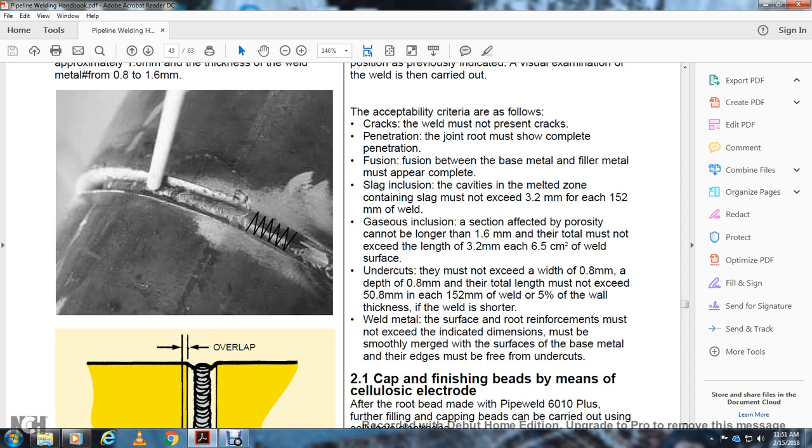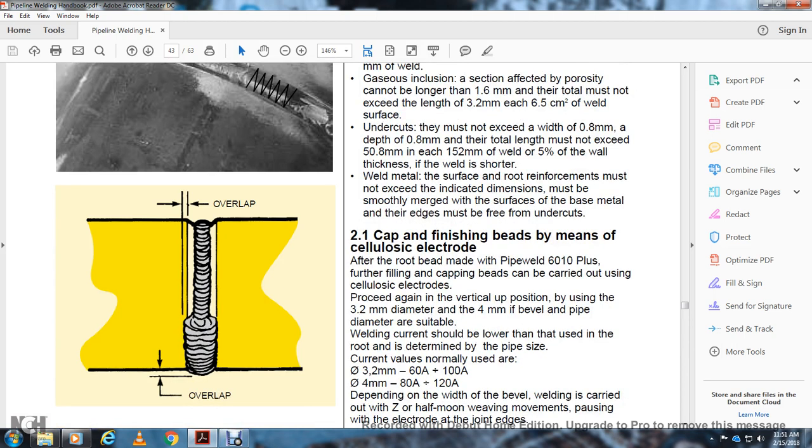5% of the wall thickness is welded short. Weld metal and surface of the root reinforcement must not exceed the indicated dimension. It must blend smoothly into the surface of the base metal, and the edge of it must be free of undercuts.